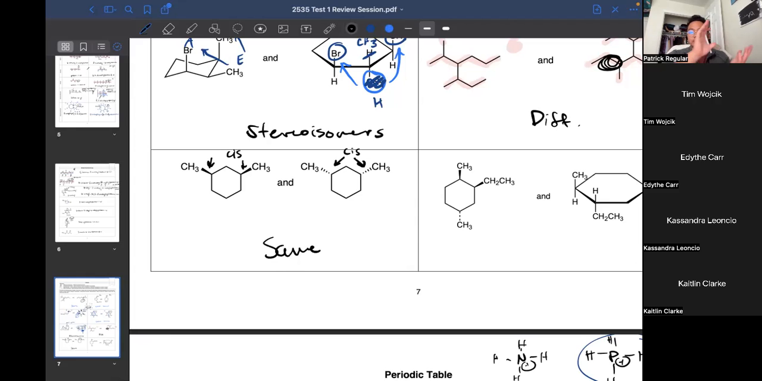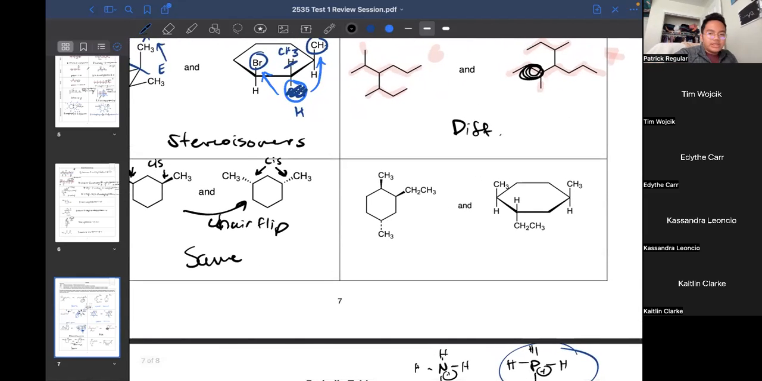A way you can imagine this is just pancake flipping them. Or if they were in chair conformations, just a chair flip. If you chair flip this, it would look like this. They are the same.